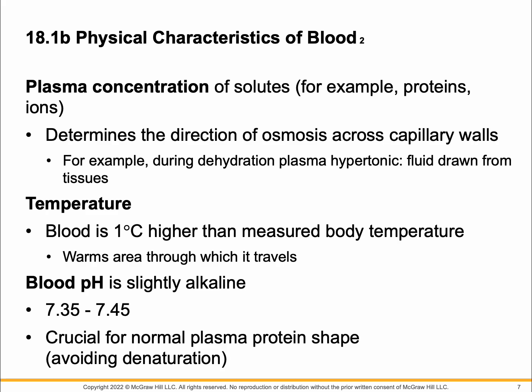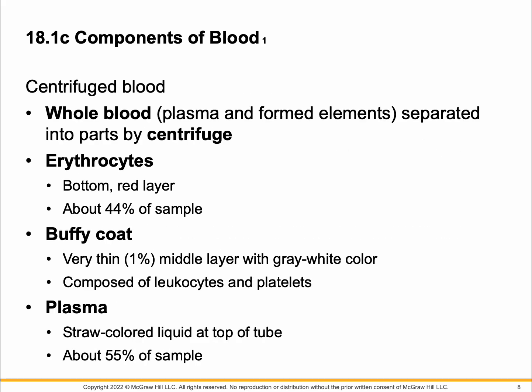Blood temperature as well. Blood is approximately 1 degree Celsius higher than measured body temperature. It's warm deep inside the body. And so we see this in a more relevant discussion in terms of blood vessels dilating, bringing more blood closer to the surface to allow for the dissipation of more heat, to help with thermoregulation. And then as we mentioned earlier, blood pH, that 7.35 to 7.45, is critically important, and we'll come back to that several times during the course.